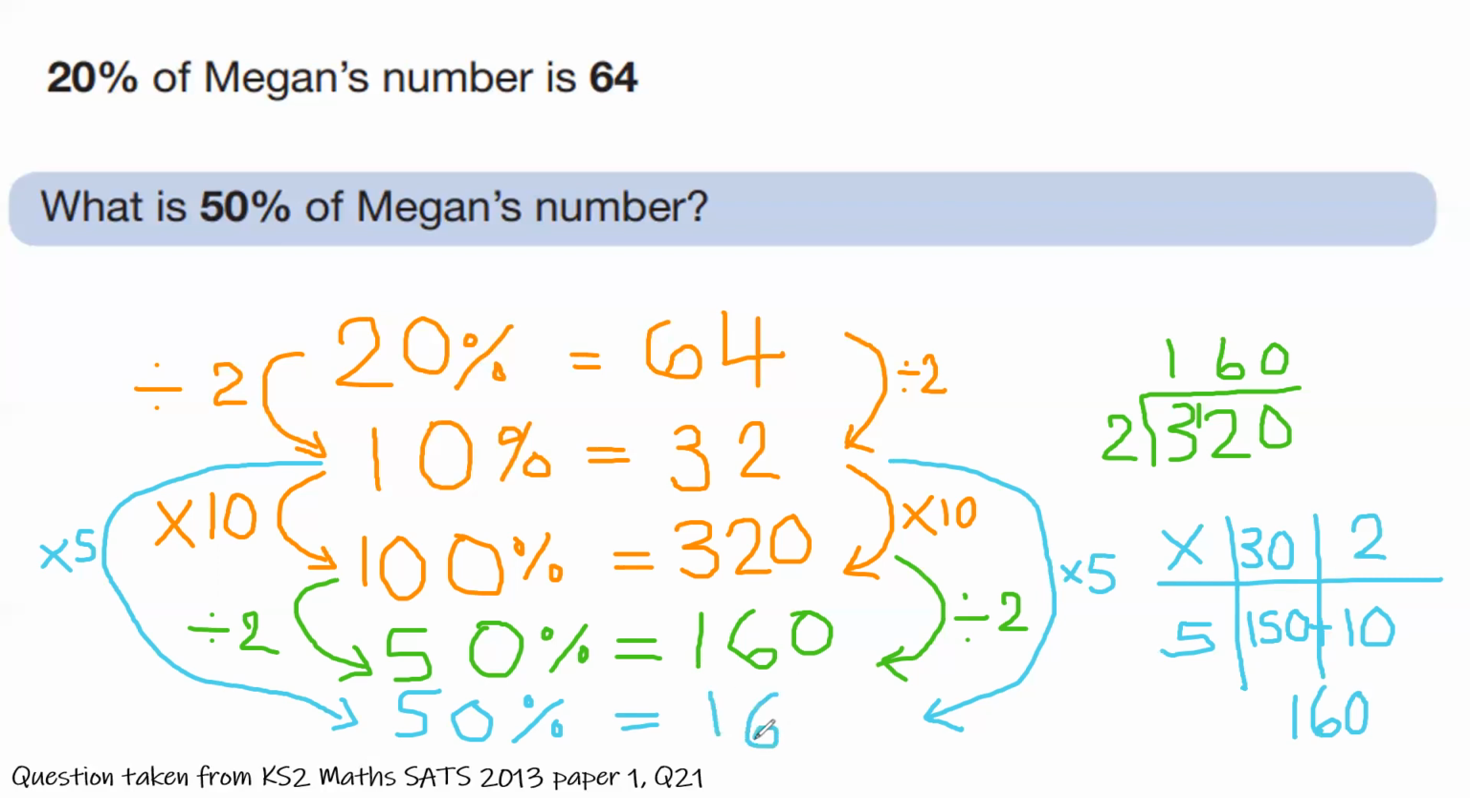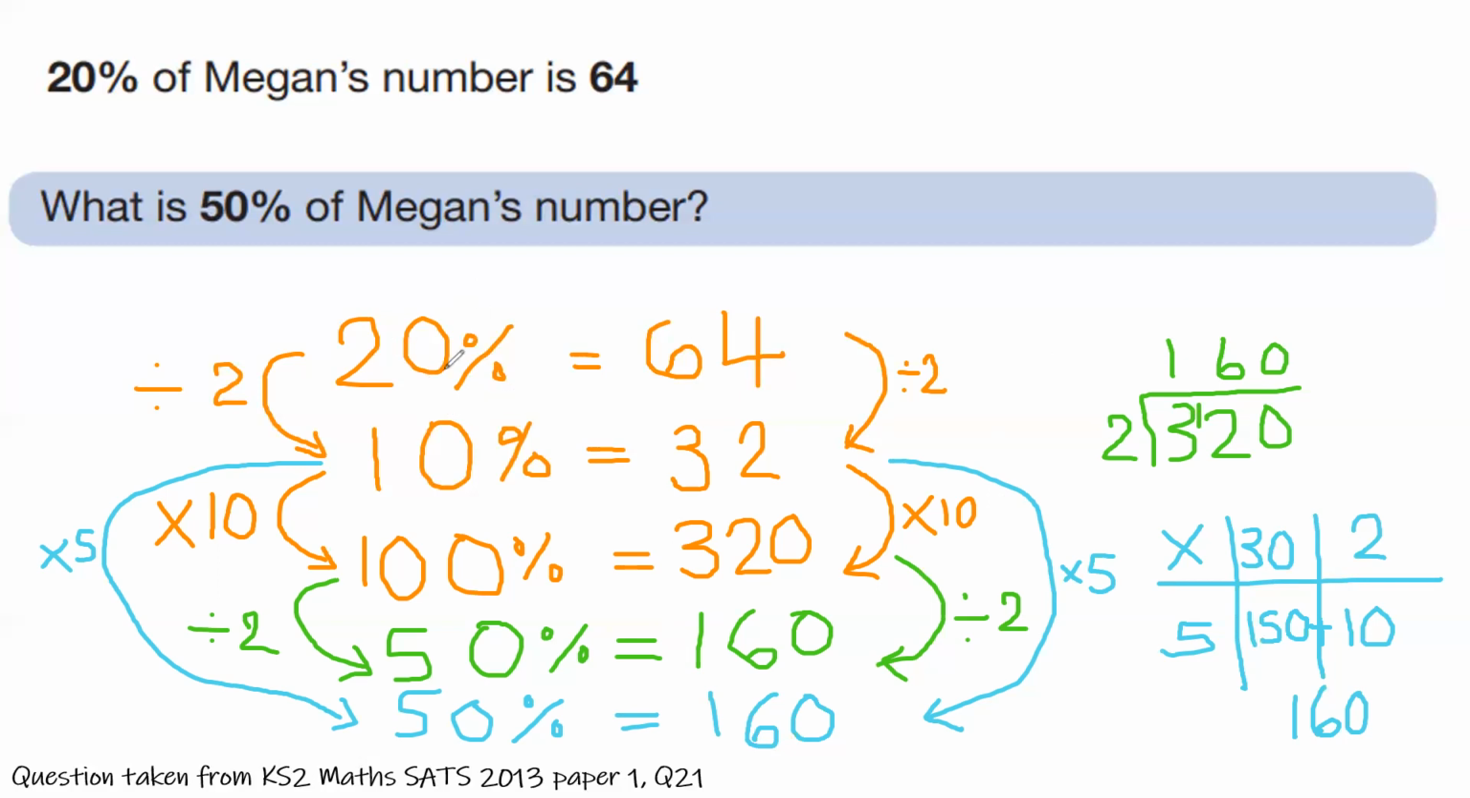And look at that, using two different methods, either by finding 100% and then dividing it by 2 to get 50%, or by going straight from 10% times by 5 to get 50%, we've both got exactly the same answer. So it just goes to show that there are multiple ways of doing this. If you found a different way, that's also fine. It also shows how we can play around with the percentages.